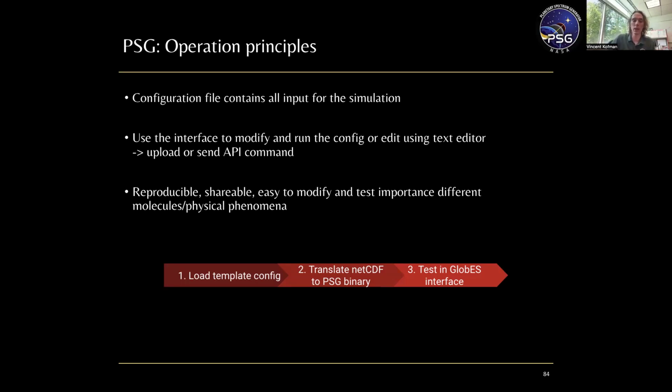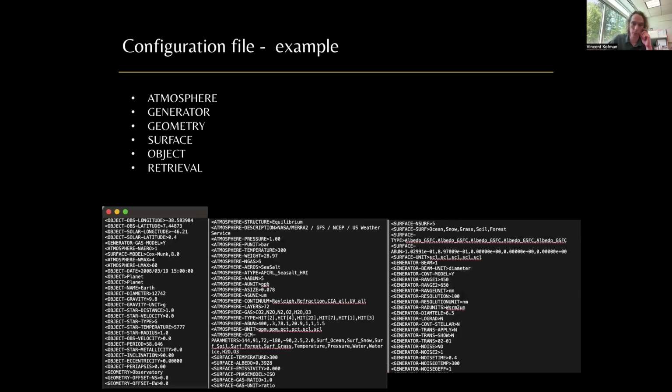And I really want to stress this part, and we have that on the slide after next. If you go to the next slide, we'll go a little bit over the configuration file. But I just want to stress that for the binary file, the interpretation or the key that you give PSG is really essential. So in the configuration file, there are 6 different types of parameters: the atmosphere parameters, generator, geometry, surface, object, and retrieval.